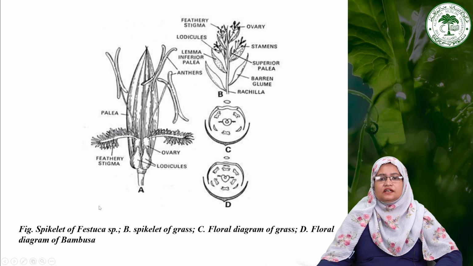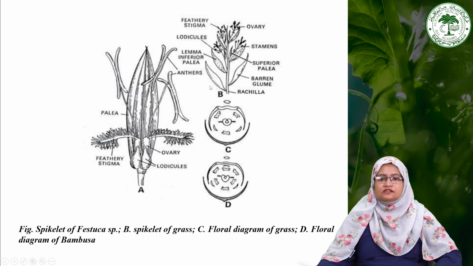The next one is the spikelet of Festuca. As you can see, this is the spikelet of the grass Festuca. You can also see here these are the 2 lodicules. Then this is the ovary. You can see this is the palea, then you can see the feathery stigma. Then you can see the anthers, they are versatile in nature, and the filament is quite long.